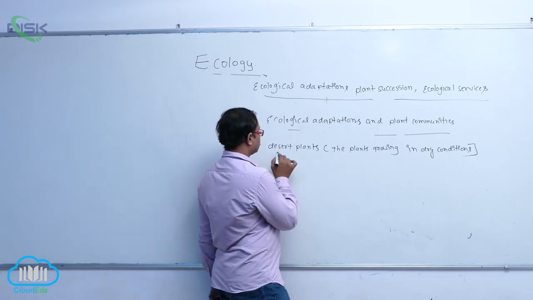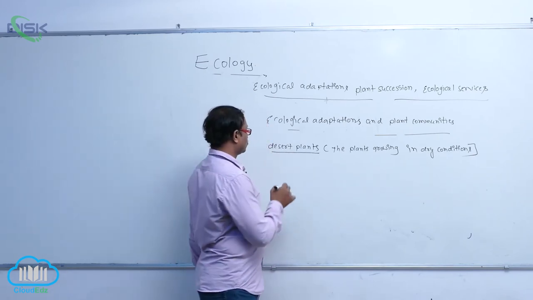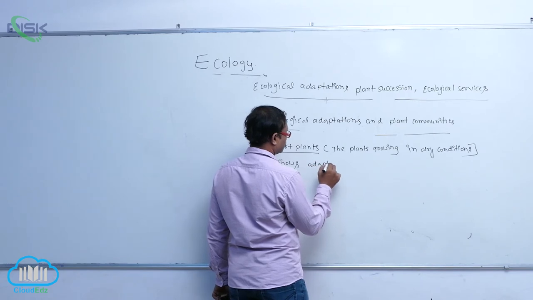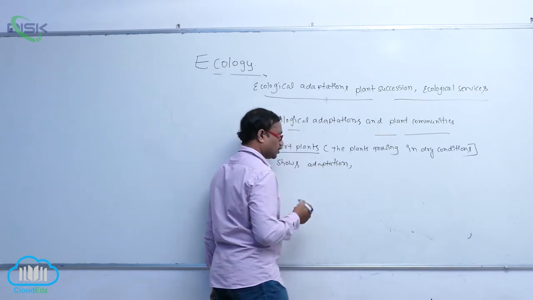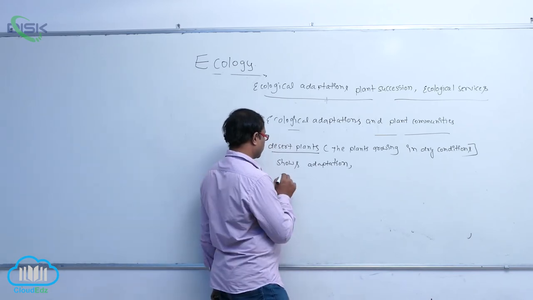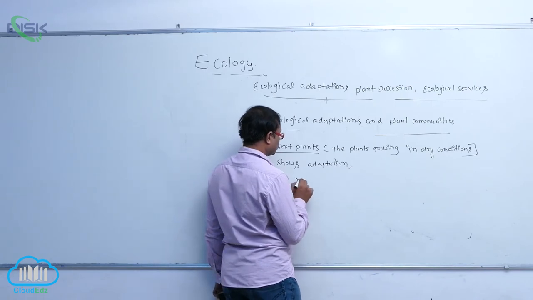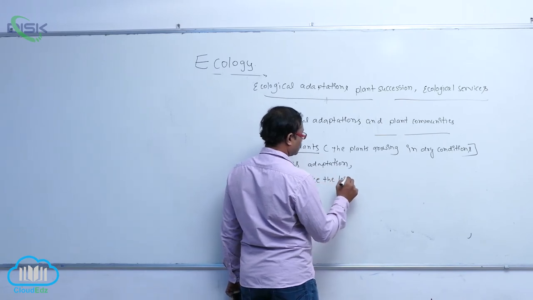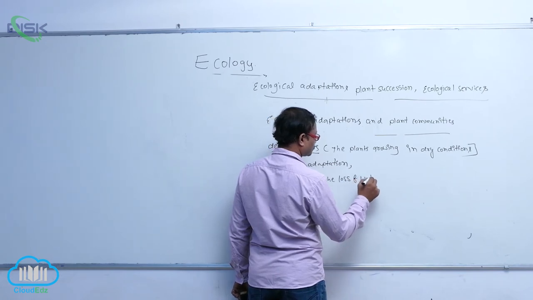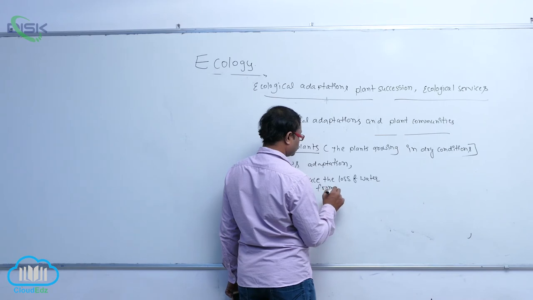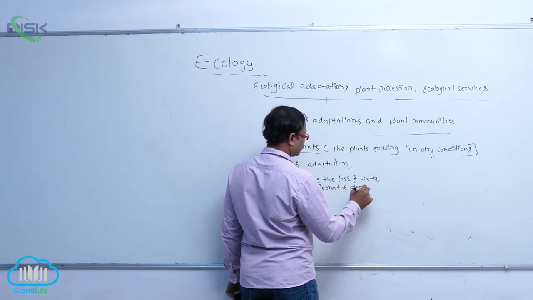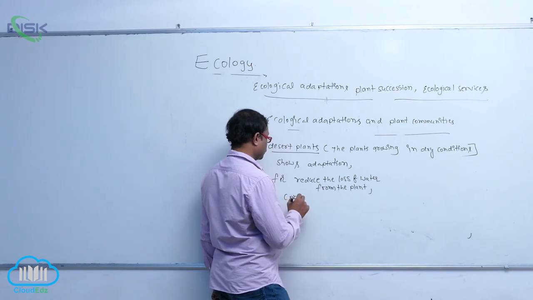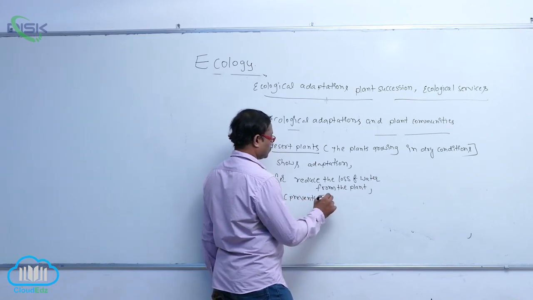So desert plants show morphological and physiological adaptations. What are they? They reduce the loss of water from the plant, it means for the prevention of transpiration.